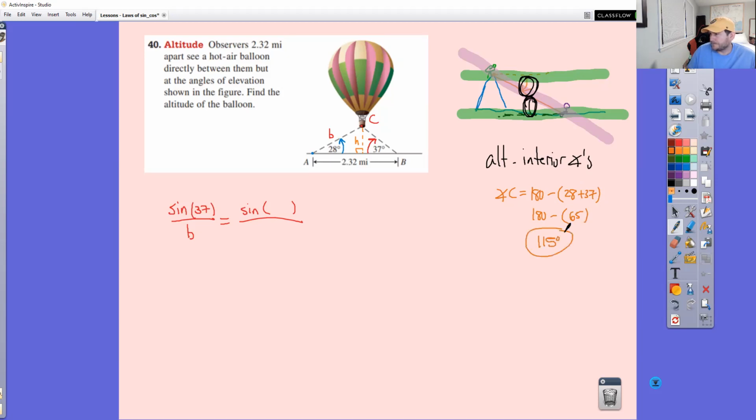So 115. That's going to be the pair of parts that we use. We're going to use the 115 degree angle located at point C, which is opposite from side AB, which is 2.32. And then you cross multiply to solve. So cross multiplication says that B will equal 2.32 times sine 37.